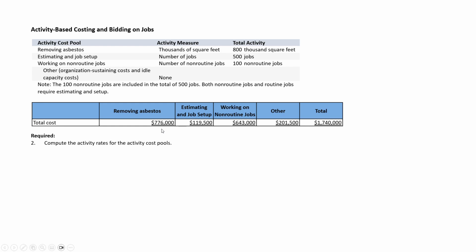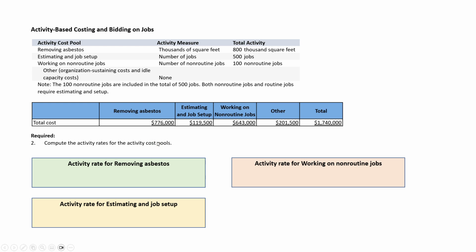Now that we've separated out that 1,740,000 of overhead amongst the different activities, we'll create individual overhead or activity rates for each of these activities. For example, removing asbestos: we feel what drives it to occur is the number of thousands of square feet. So just like we did with a plant-wide or departmental predetermined overhead rate, we're going to take the total estimated cost, here 760,000, divided by the estimated activity, which is 800,000 square feet.